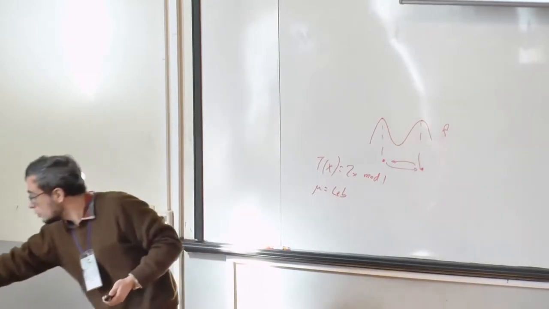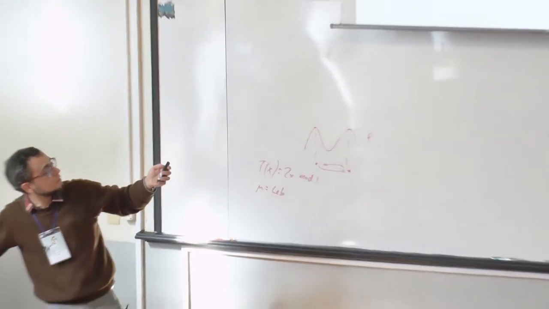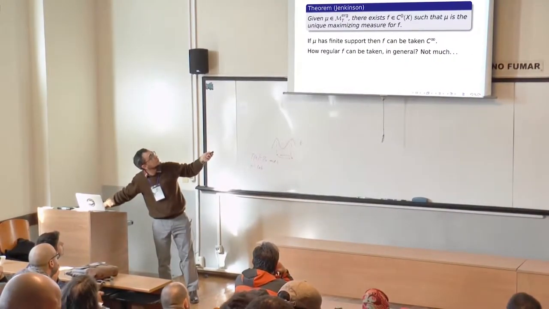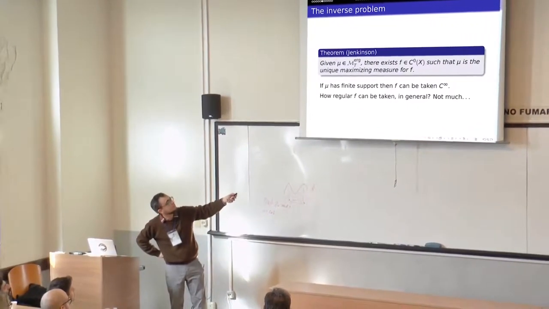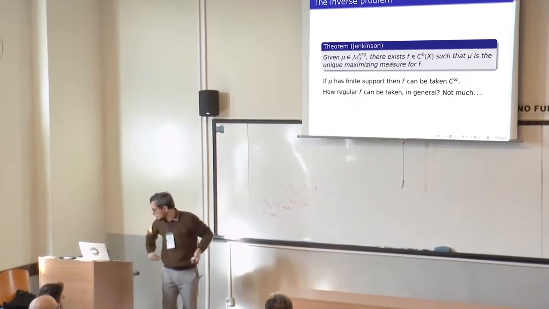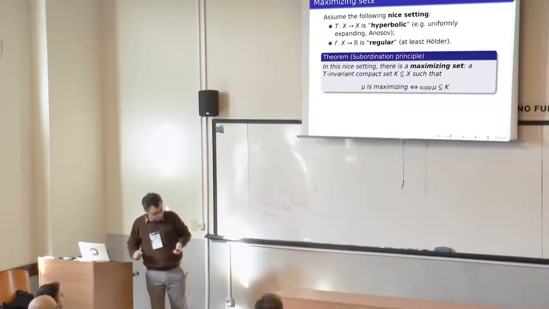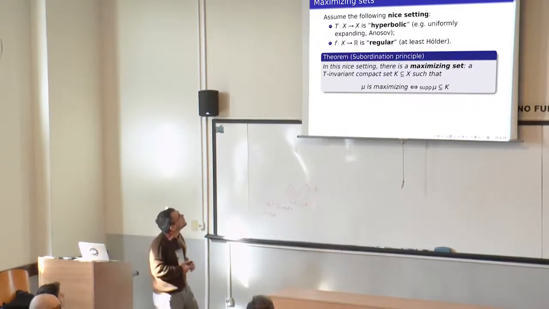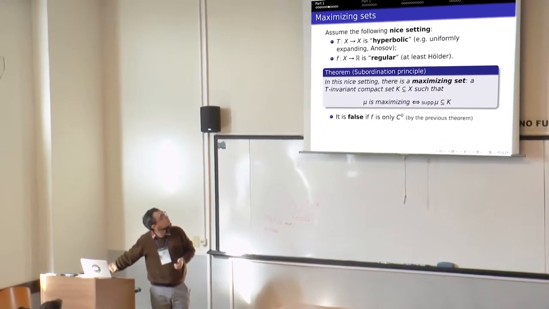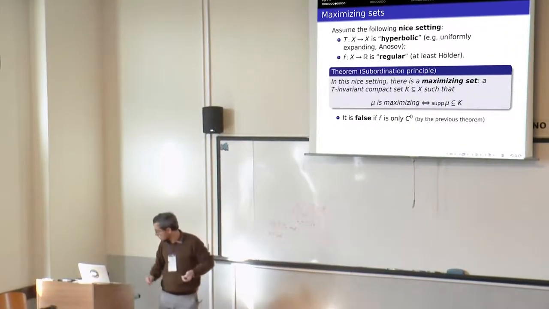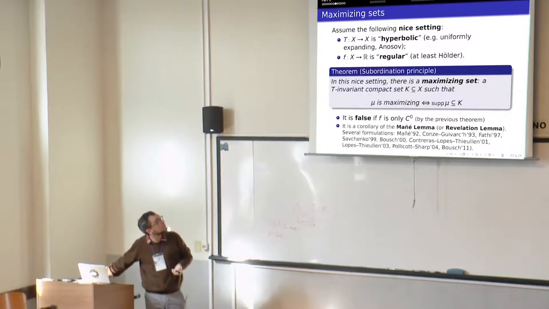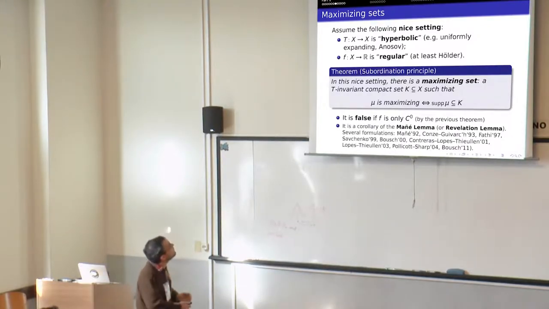And if you come back a little, Jenkinson's theorem says that this f that he finds is uniquely maximizing. The proof of this is some kind of Hahn-Banach kind of argument. It's not very constructive. Right. So I consider this more interesting. Okay. So by the previous theorem, as I said, this really requires this regularity, because we know it's not true for C0 functions. And actually, this is a corollary of a stronger result that I won't explain, right?